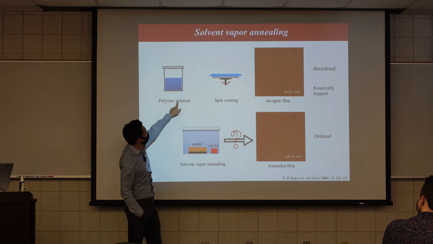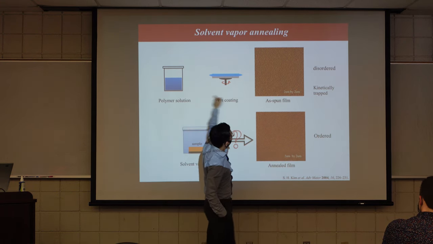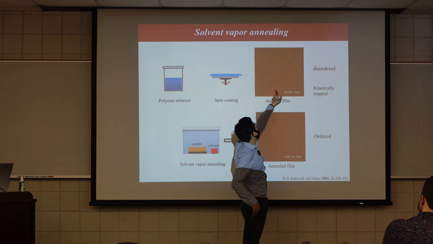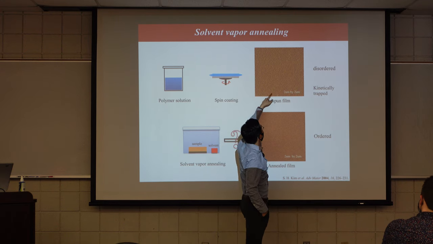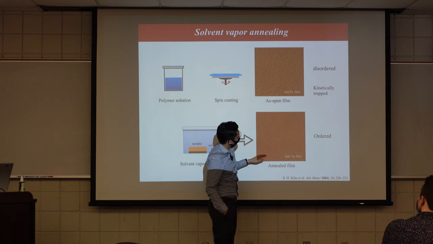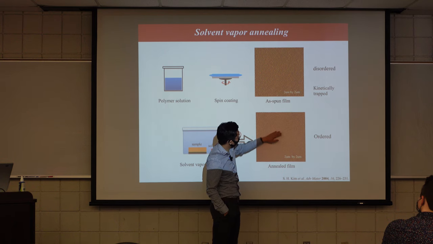Once you spin-coat the sample from solution, you can see they form a dotted pattern, but it's pretty disordered. What that means is you only have short-range order. You may find an equal distance to your neighbor, but you typically don't have long-range order. This is opposite if you do solvent vapor annealing. As you can see, the order shown at the bottom, the annealed film, is much better.